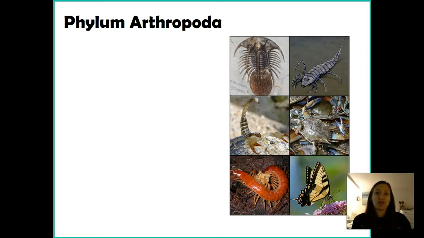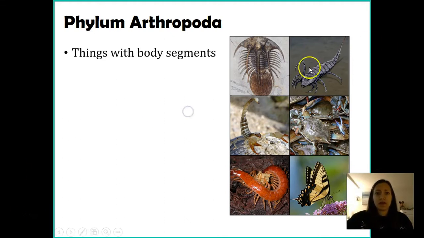So last class we started talking about Phylum Arthropoda. So I'm going to go through a couple of the slides we've already gone through quickly, just so that we can all be on the same page as we work through the rest of the phyla in this unit. So Phyla Arthropoda again is looking at organisms that have body segments.